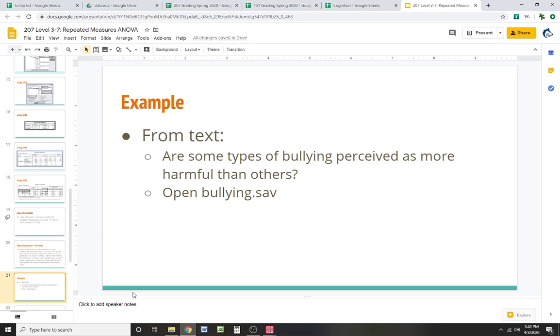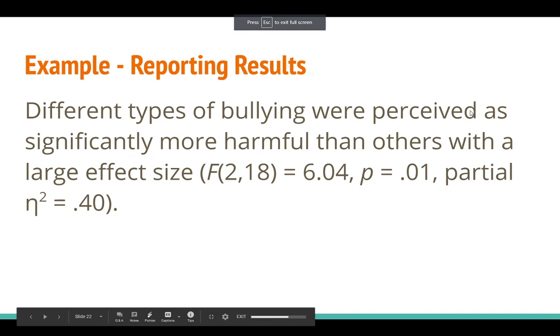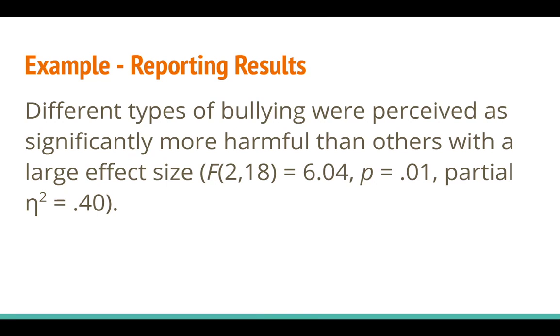So now to go back to this. Okay. So this is how we might report our results in this case. Different types of bullying were perceived as significantly more harmful than others with a large effect size. This is where we give our F with the 2 degrees of freedom. F equals 6.04. P equals 0.01, and we have to put this word partial. Partial eta squared equals 0.4. Okay, so this is just our overall ANOVA results. You always want to start by reporting the overall ANOVA results.